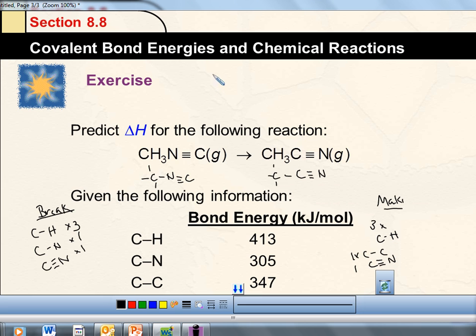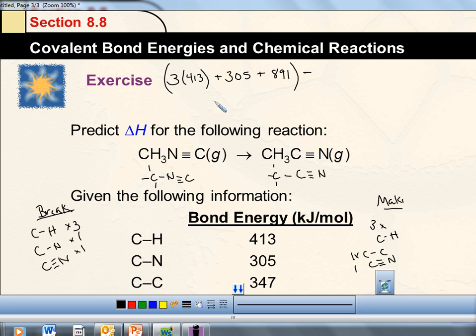So to do my math, like we said before, we have to put energy in to break, and energy comes out to make. So when we do the math here, I have 3 moles of the carbon-hydrogen at 413 plus 1 carbon-nitrogen at the 305. This is all energy going in, plus the triple bond, which was 891. All of that is energy in minus energy coming out.